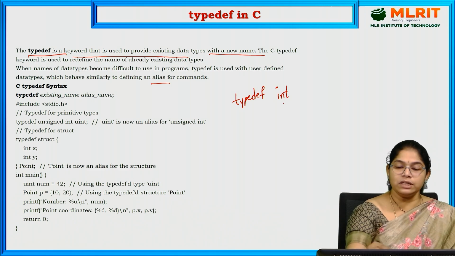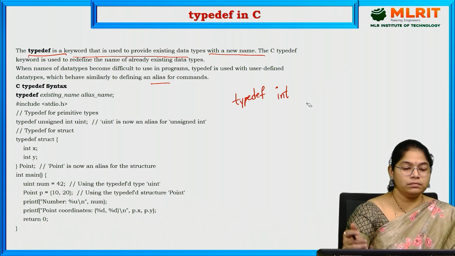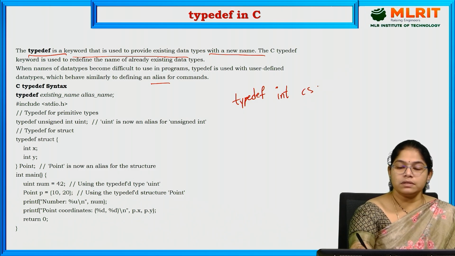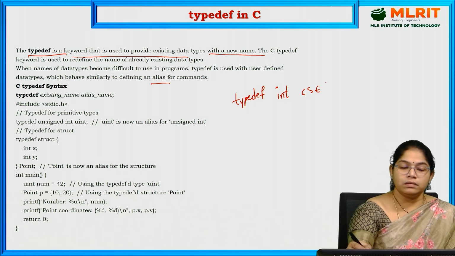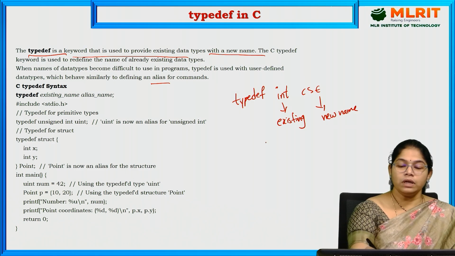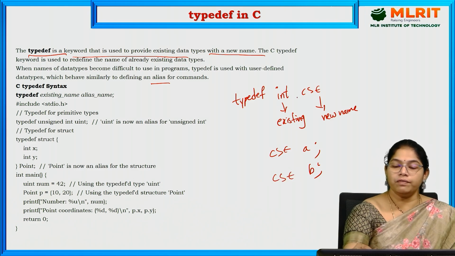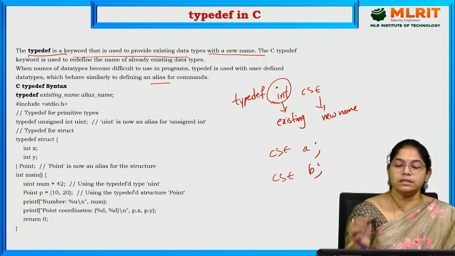This is the existing data type. Then the new name, let us suppose I want to give CSIT. So here, this is the existing data type, and this is the new name which I have provided for the data type. So in the remaining program, instead of writing int A, int B, we can write CSEA, CSEB, because here I have created a new name for the existing data type.